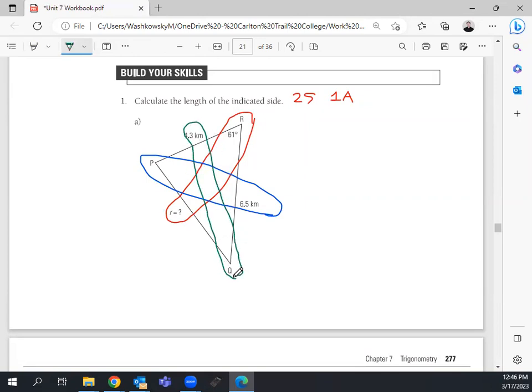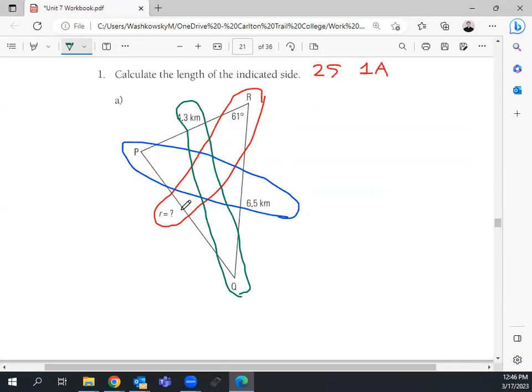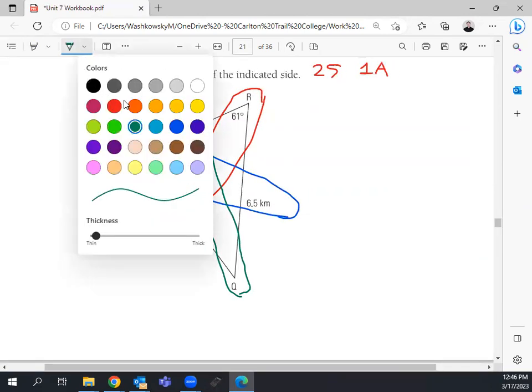I know I have the luxury of color coding. You guys don't. I'm just gonna stick with my arrows. Okay, and that's fine. Just do what works for you.